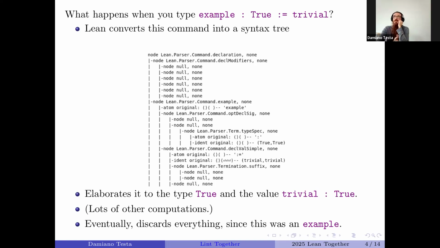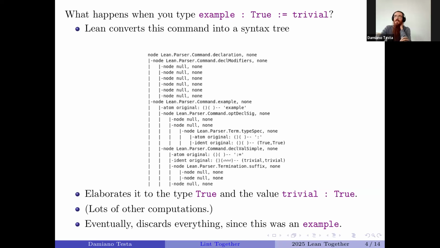Well, Lean takes what you've written, the string, and it first of all tries to convert it into a syntax tree. I've pasted here a picture of what the syntax tree for this declaration looks like. It's some fairly complicated object, even for something as simple as this. And then once it's created this tree-like structure, it goes on to ask, what do you mean when you say example true trivial? And so then it goes on with elaboration of what you did.